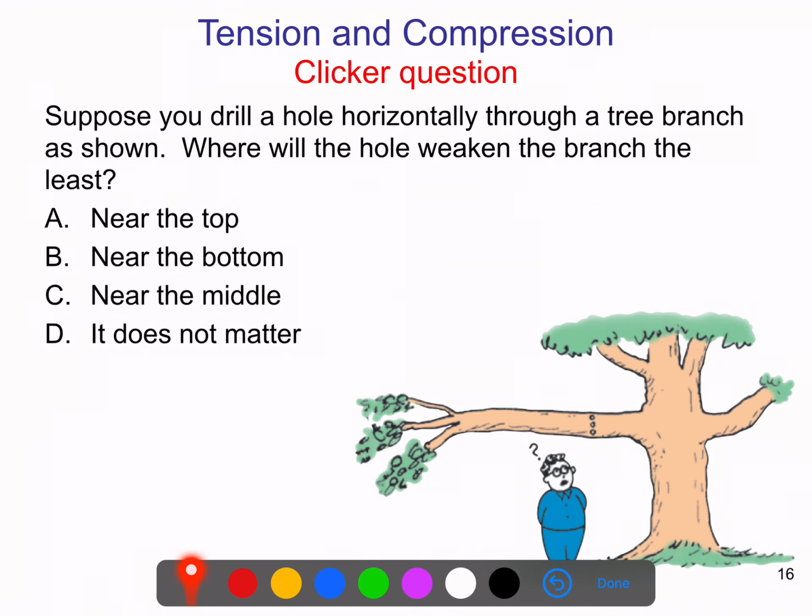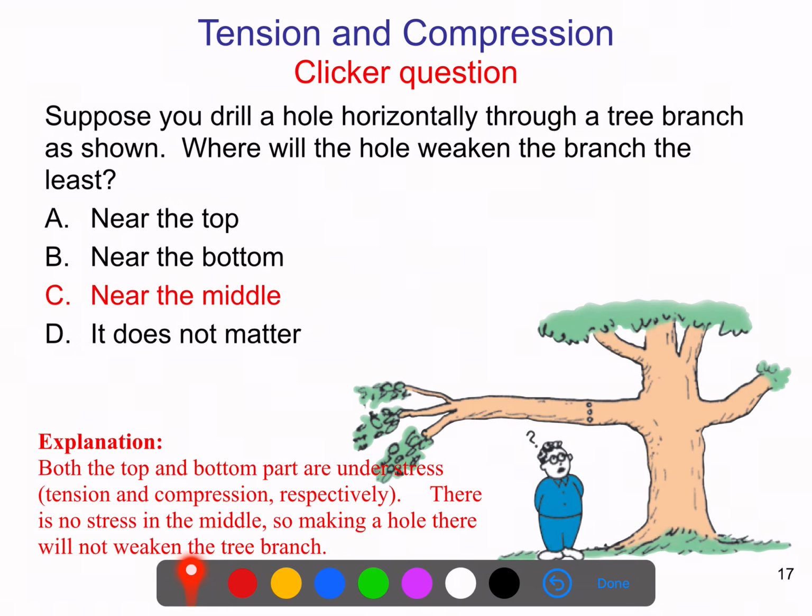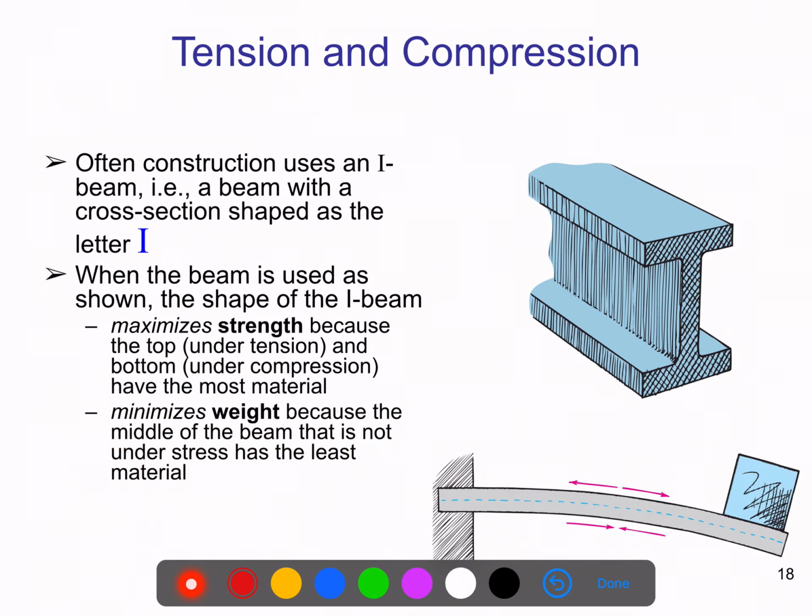Whoops, I meant to go backwards. Tension happening here, compression happening here, and along the dotted line you see less of either of those. So that's why the answer to this clicker question is that near the middle you will have the strongest part of this tree branch, because it is under less stress when it comes to tension or compression. It's more intermediate. Okay, and so that gives us a justification for why in construction I-beams are a popular design.